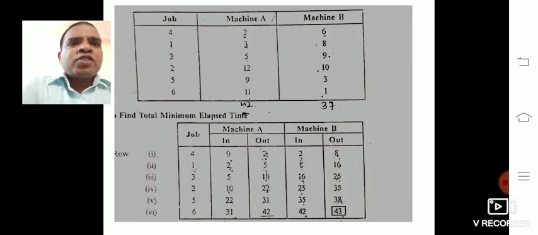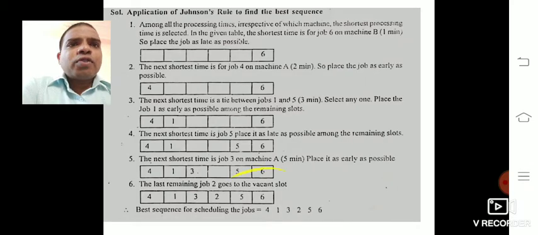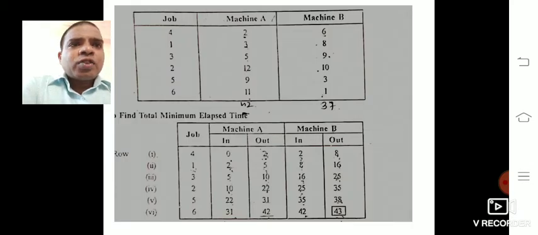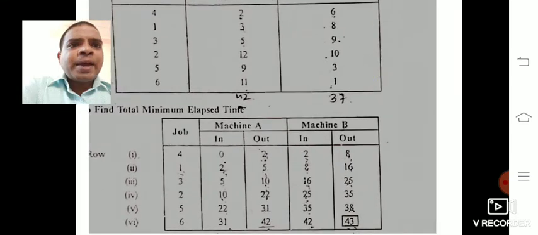Similarly for the third job, the in time is 5, because the first job comes out from machine A after 5 minutes. After completion of 5 minutes, the third job is going to enter machine A, so you can write in the in column 5 minutes. Now check the processing duration on machine A for the third job, which is 5. 5 plus 5 is 10. After 10 minutes the third job comes out from machine A, then it needs to enter machine B.